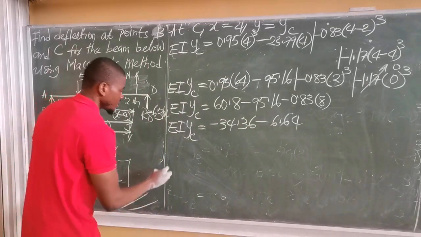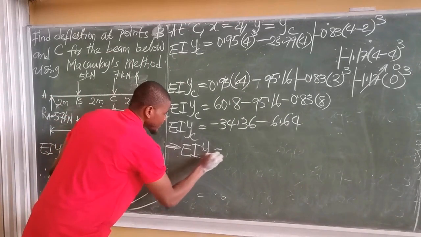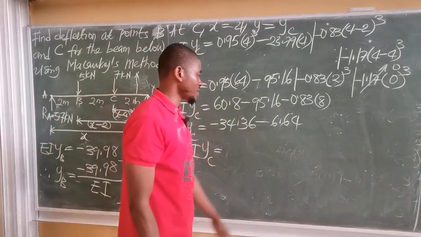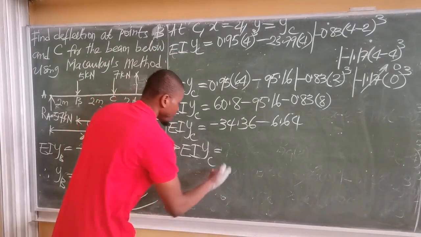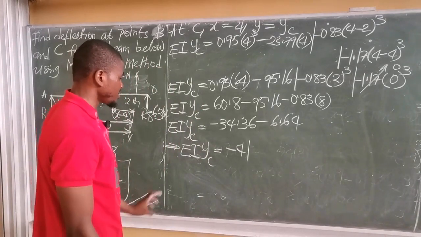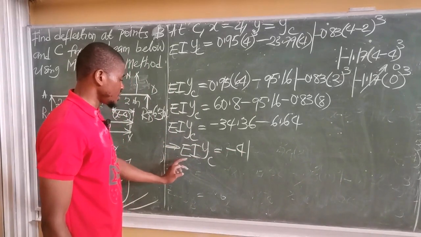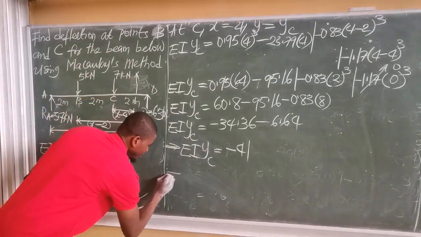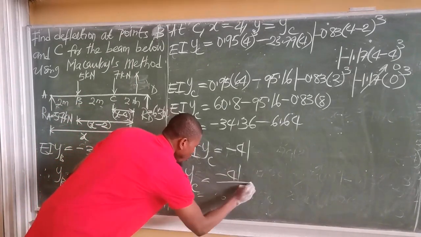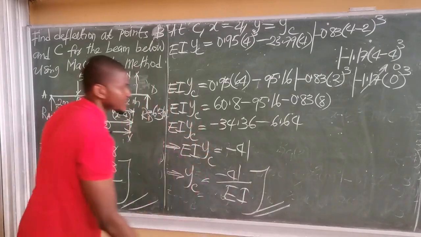Okay, so at this point, this simply implies EI YC is now equal to minus 34.36 minus 6.64. All right, so we have minus 41. Okay, minus 41. So we simply make YC subject by dividing both sides by what? Flexural rigidity, EI. So that simply implies deflection at point C is simply what? Minus 41 all over EI. So this gives us the answer to that deflection.